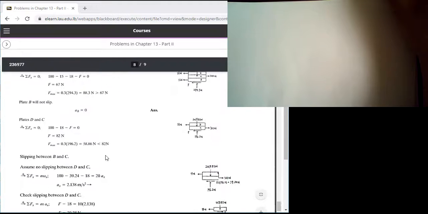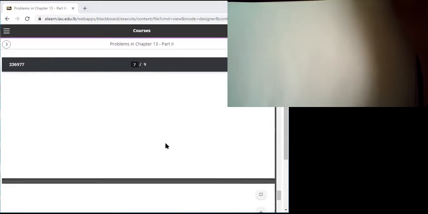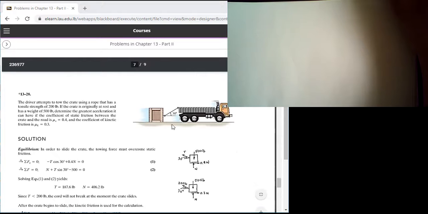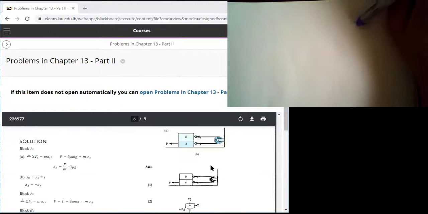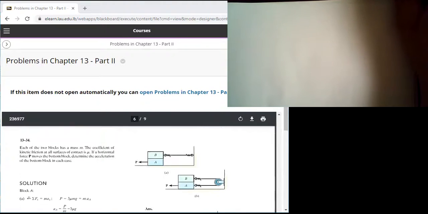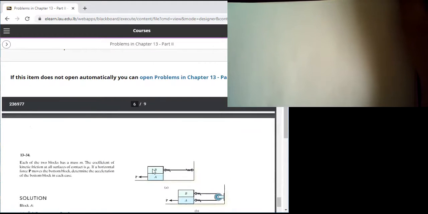Are we responsible for it for the exam? This particular problem, no, not this particular problem. But you are responsible for anything that has to do with friction, like this one, for example. Yeah, you are responsible for this problem. Let us solve this problem, okay? You're responsible for this type of problem.